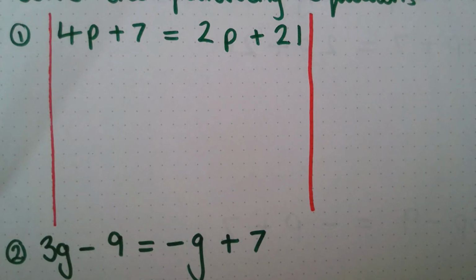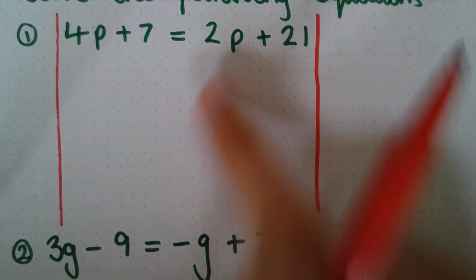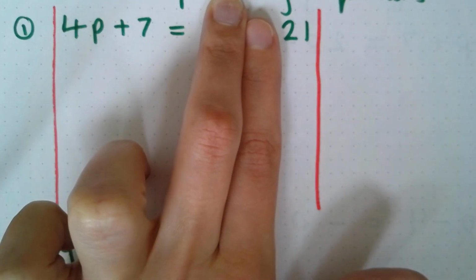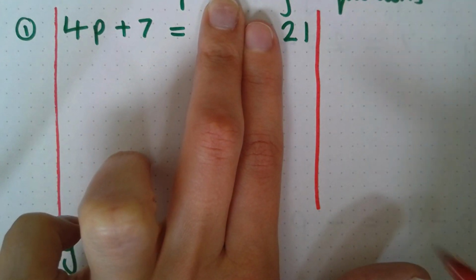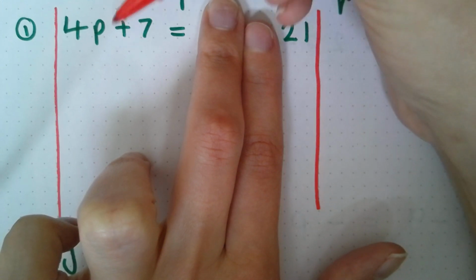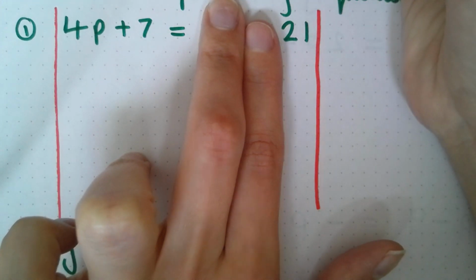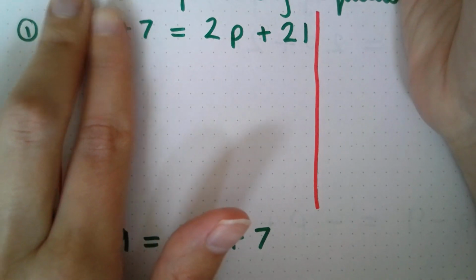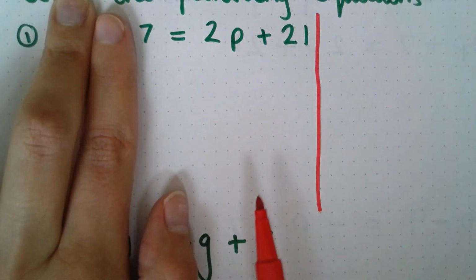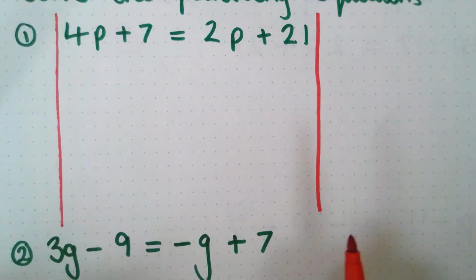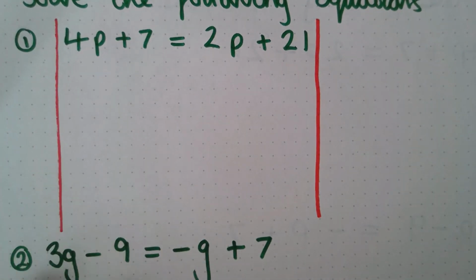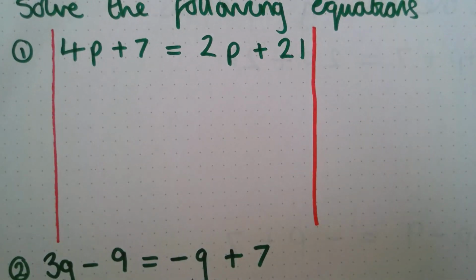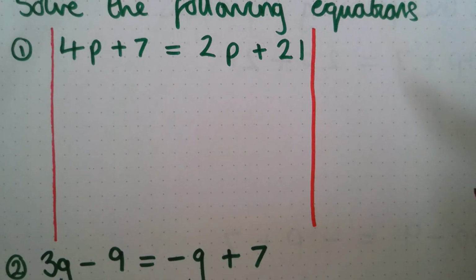The only difference with this compared to last time is we've got an extra 2p. If we didn't have that 2p and we just had 4p plus 7 equals 21, we would straight away take away the 7. Or if we just had 2p plus 21 equals 7, straight away we would take away the 21. It doesn't matter which way you do it, as long as you get all the numbers on one side and all of the p's on the other side. So you've got a few options of what you can do.